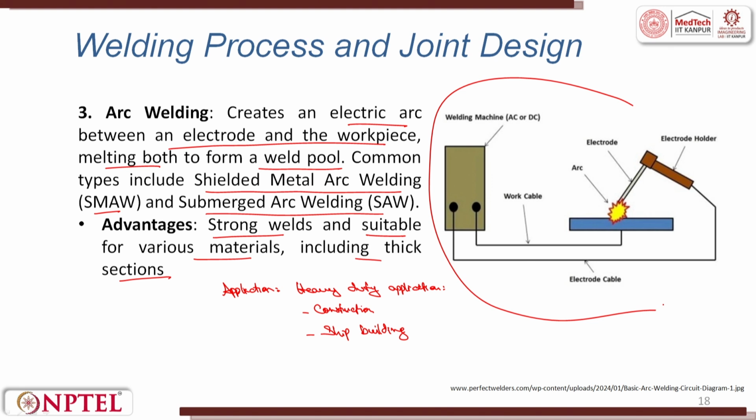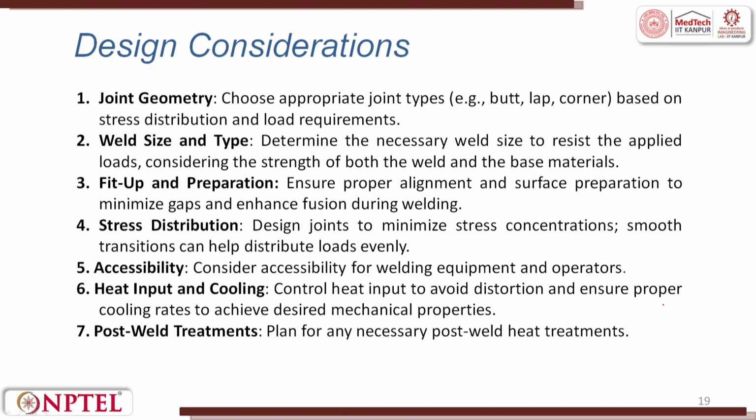Design considerations could be joint geometry, weld size and type, fit up and preparation that we have mentioned before. In joint geometry, we choose appropriate joint types, whether to pick butt joint, lap joint or corner joint based on the stress distribution and load requirements. Weld size and type is picked; determining the necessary weld size to resist the applied loads is important. This considers the strength of both the weld and the base material.